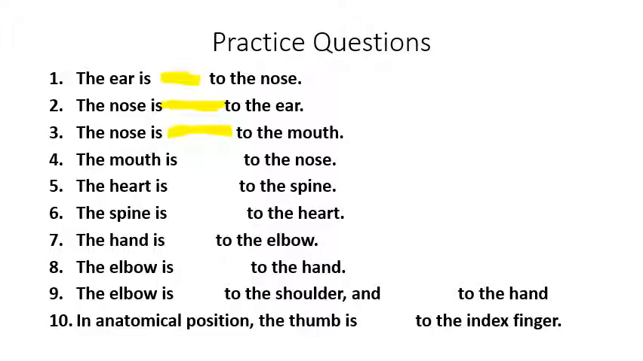And how would you describe the position of the mouth relative to the nose, given that the mouth is below the nose and the nose is above the mouth? How would you describe the position of the heart relative to the spine, bearing in mind that the heart is located near the front part of the body and the spine is located near the back part of the body? And how would you describe the position of the spine relative to the heart?